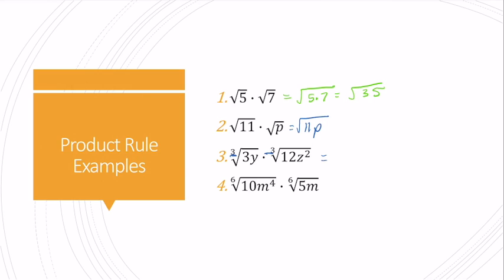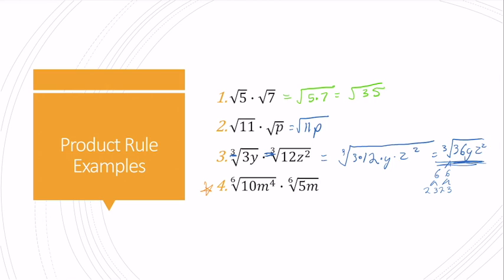Here, I'm taking the cube root. So I'm going to have the cube root of 3 times 12, which is 36, times y times z squared. So that gives me the cube root of 36yz squared. Now 36 doesn't have any cubes in it. It factors into 6 times 6, which is 2 times 3, and 2 times 3. So because we're taking the cube root, our answer is fully simplified.